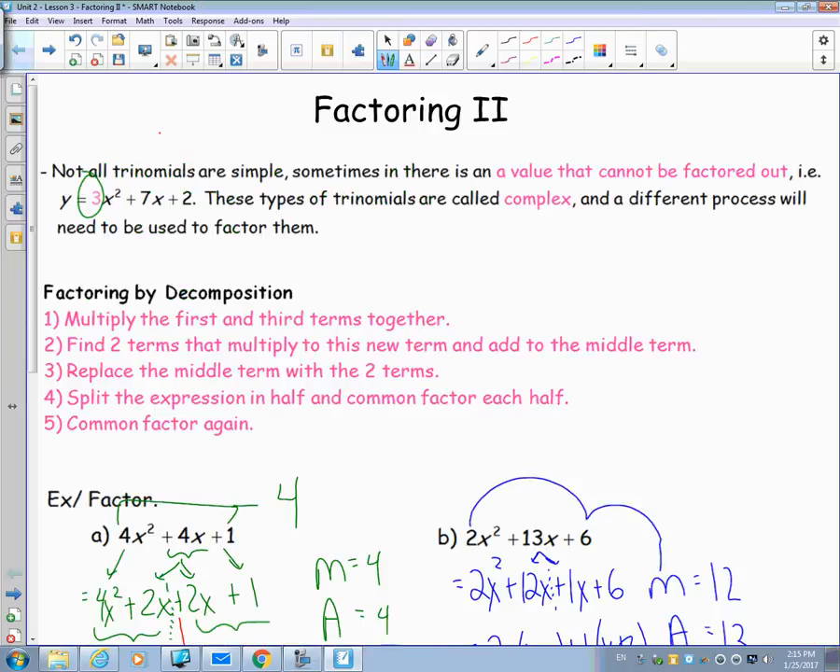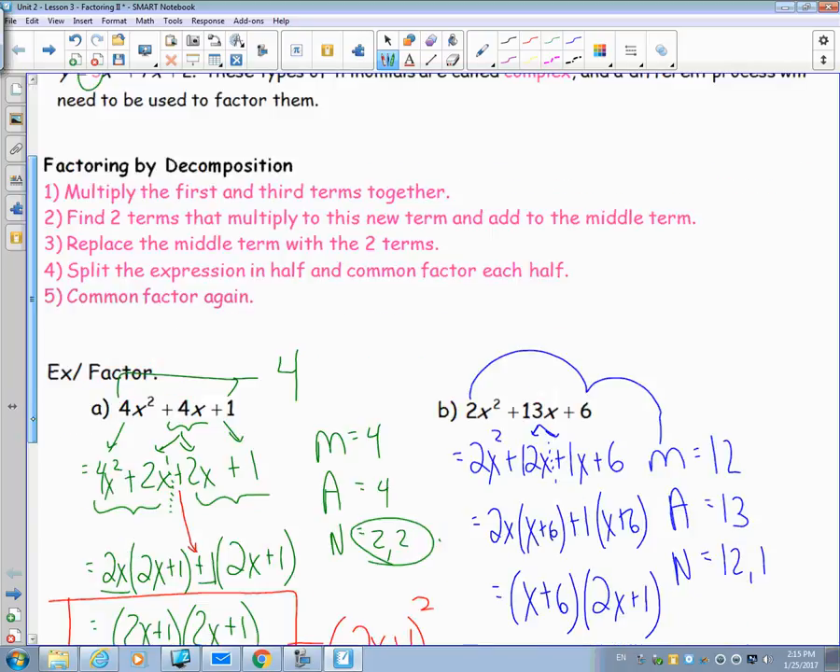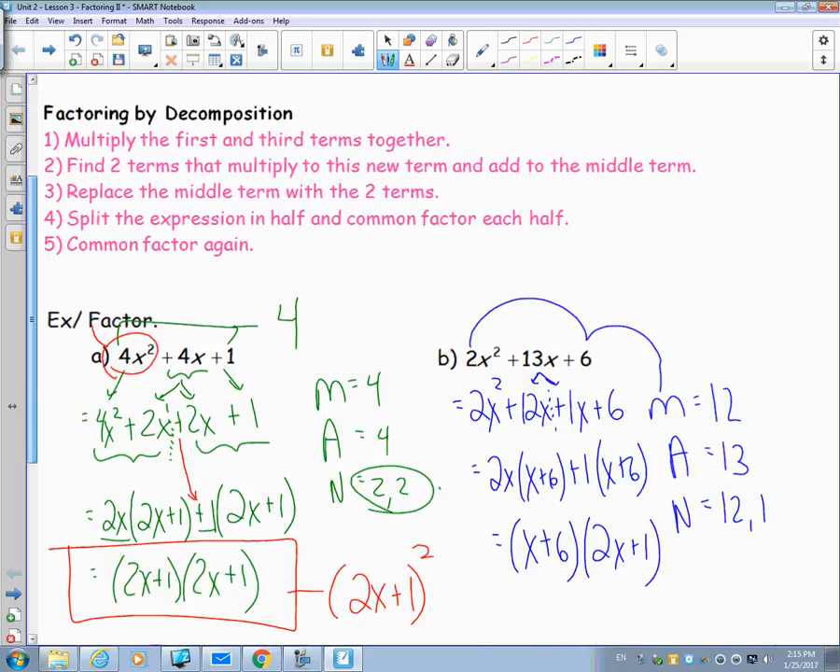Okay, so if I look at this first one, can I square root 4x squared? Yes. Can I square root 1? Yes. If I take 2x times 1 and I double that, does it come out to here? It sure does, which means this is a perfect square. The way perfect squares work is you put a square on it, and you take your sign, and check out our answer. It's the same one we had down here, right? Okay, so it's a shortcut.